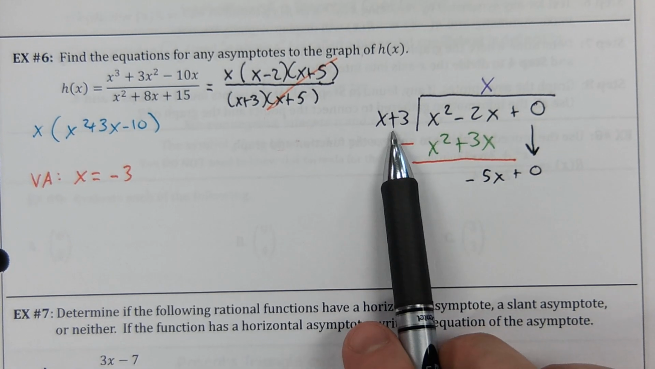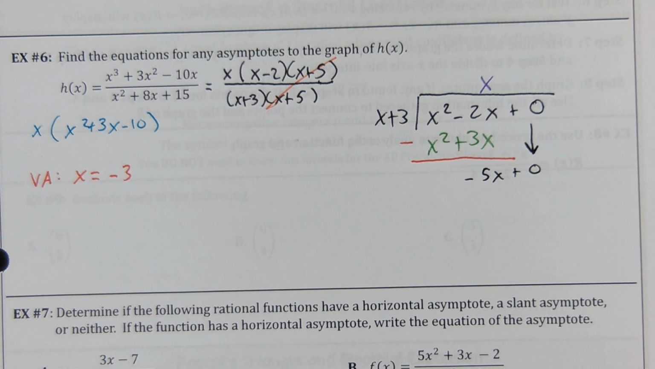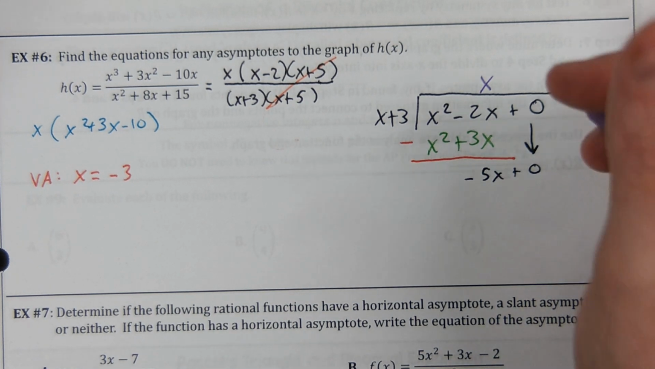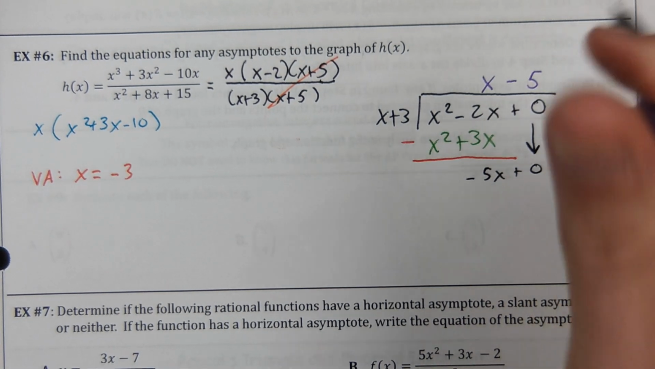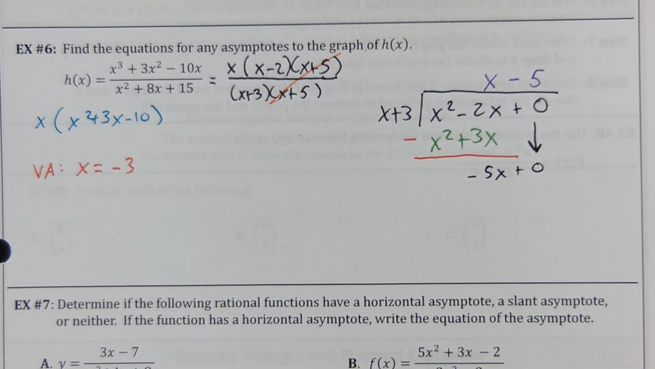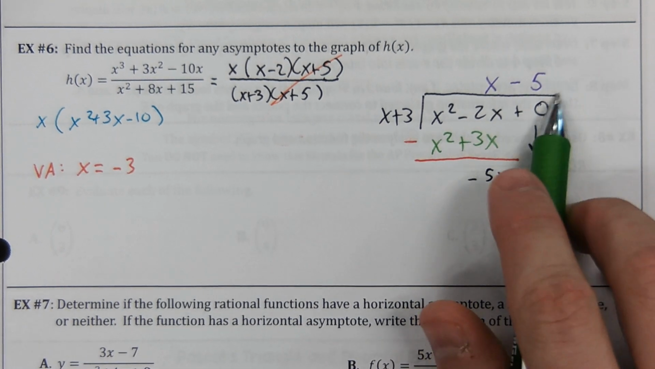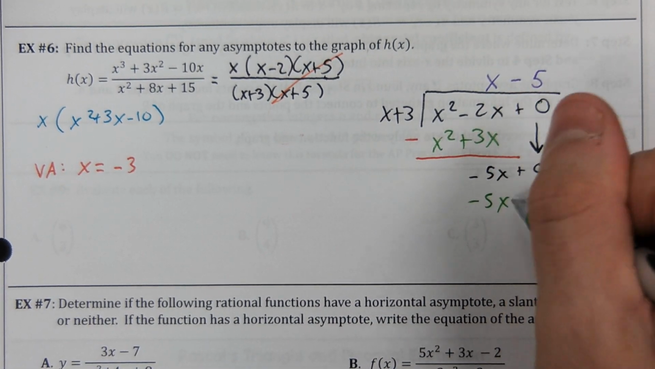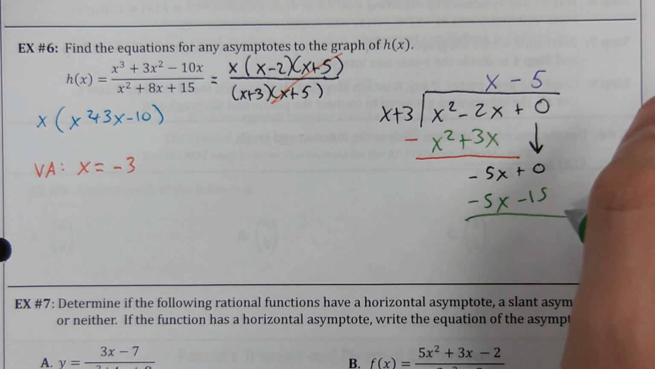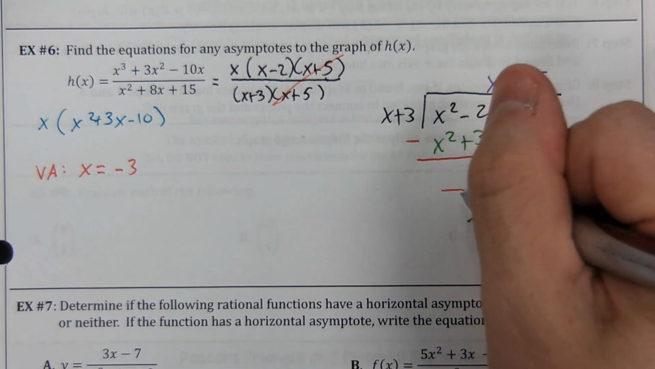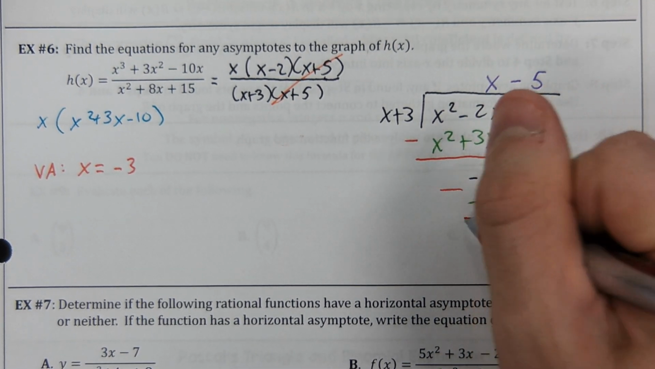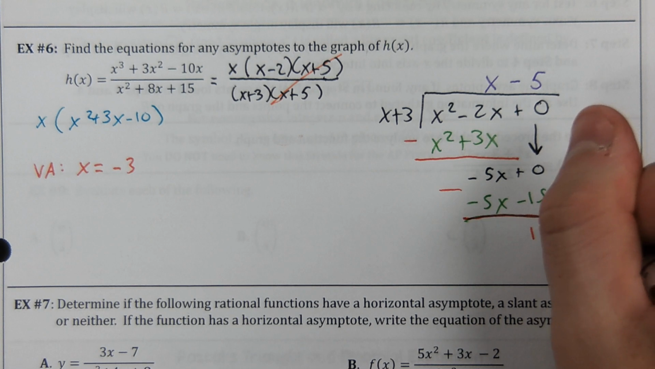Now I need my x to become a negative 5x. It should be super obvious. I have to multiply by negative 5. Do I even need to track down the remainder since I'm just talking about the slant asymptote? No. Because the remainder will always go to 0 at this point. I'll find it because it's good math and it's good notes. Negative 5 times x is negative 5x, and negative 5 times 3 is negative 15. Oops, wrong color. Subtract straight down, and what you get is a remainder of 15.